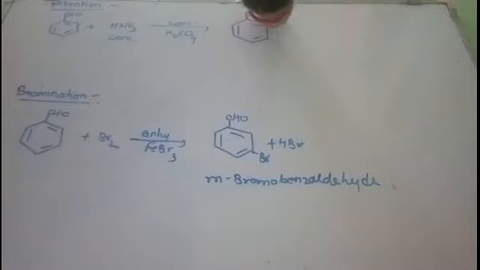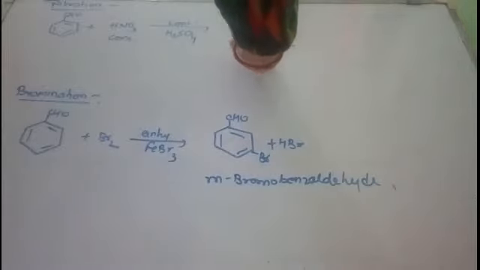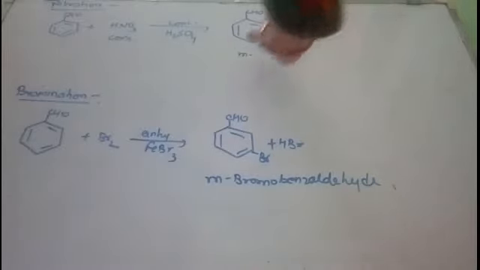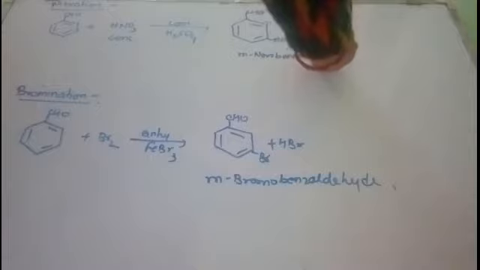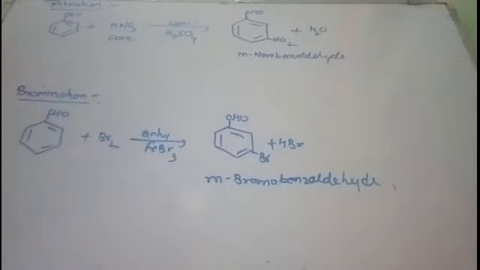We will get here meta-nitrobenzaldehyde plus H2O. A similar reaction you can show with acetophenone also. Okay, so no issues. You can do it with benzaldehyde, and you can also do it with acetophenone. Then it will be meta-nitroacetophenone. I will show you that also. Suppose here I have taken benzaldehyde. Suppose I take here acetophenone.